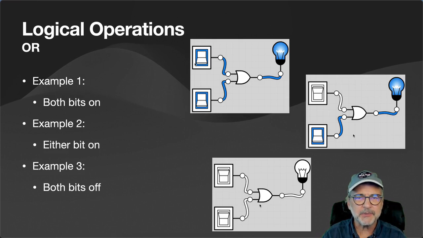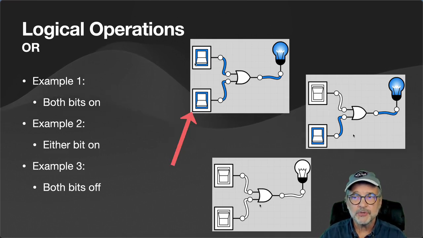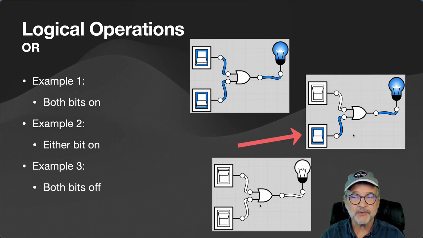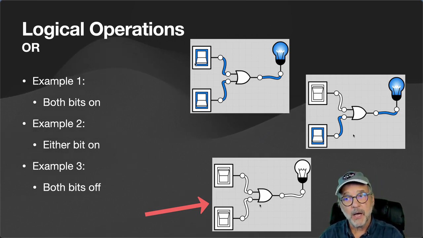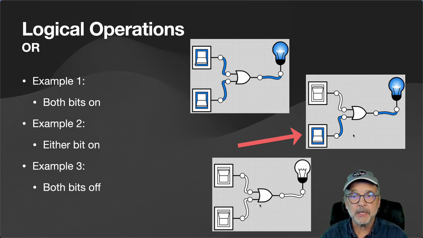And here's some examples of that. We have 2 bits turned on, and the OR shows that it's on. We have 1 bit turned on, which is the bottom one, and the OR shows that it's on. If they're both off, then the OR would be off. Also, if we turned on the upper bit and turned off the lower bit, it would also be on.